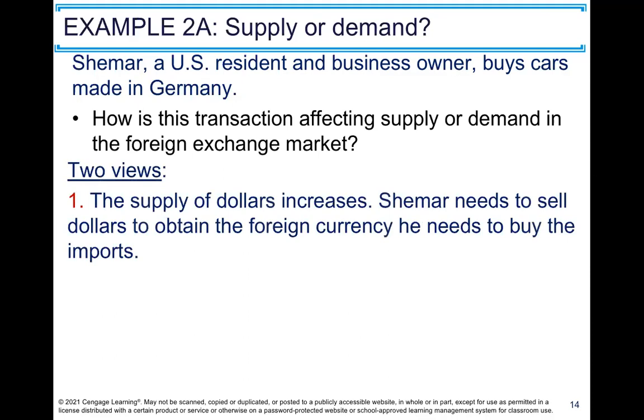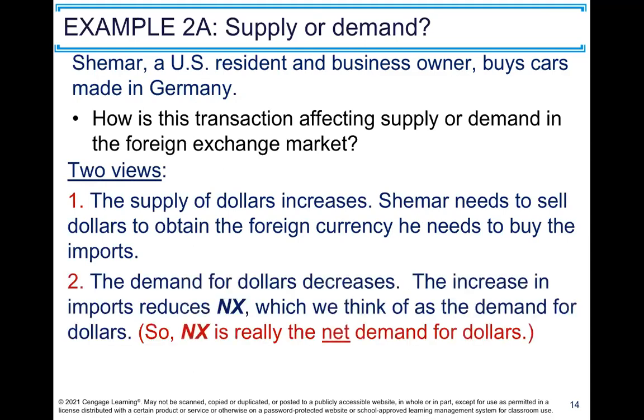First of all, if we're buying cars made in Germany, that means that Shimar is going to be exchanging dollars to buy some euros so that this person can go and buy the German car. So that means that the supply of dollars increases. You can think of this as an increase in NCO. Right, so number one is going to be an increase in NCO.